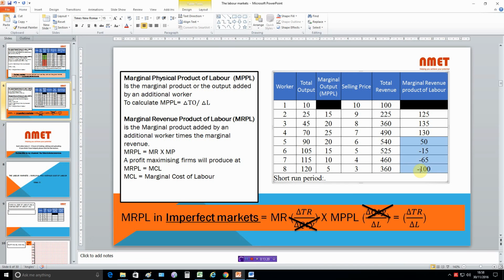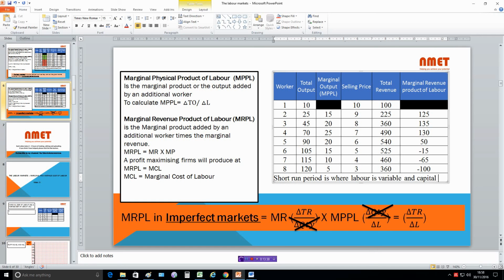Why? Because of diminishing marginal returns, which we can see over here. Are we happy with this so far? And we forgot to write down that the short run period is where labor is variable and capital is fixed, from diminishing marginal returns. Any questions so far?